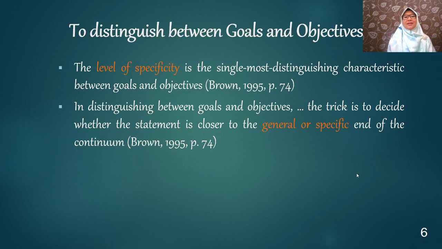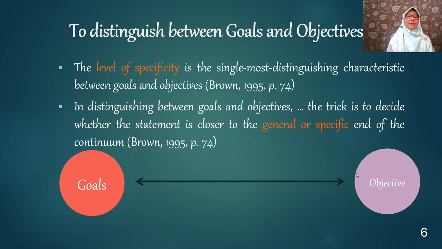We can answer the previous slide when we know how to distinguish between goals and objectives. The first, we have to consider the level of specificity. That is the single most distinguishing characteristic between goals and objectives. And the second one, in distinguishing between goals and objectives, we should remember the trick is to decide whether the statement is closer to the general or specific end of the continuum.